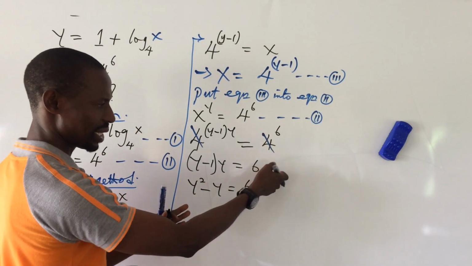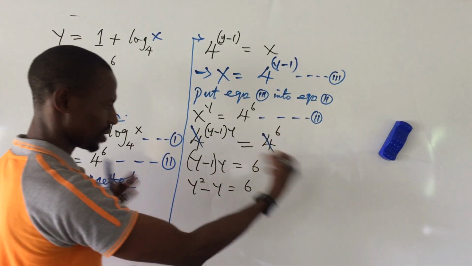And rearrange, bring the 6 on the right-hand side to the left-hand side.